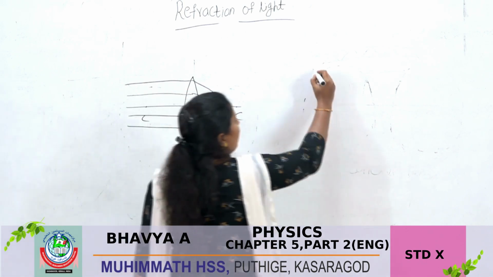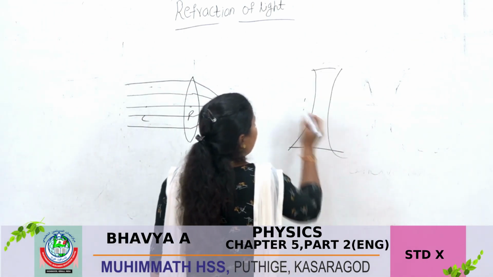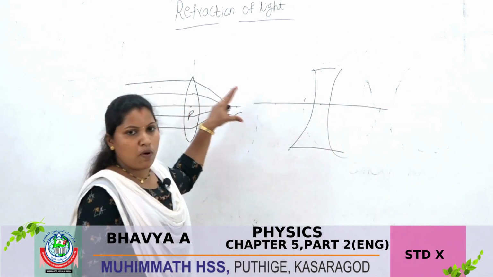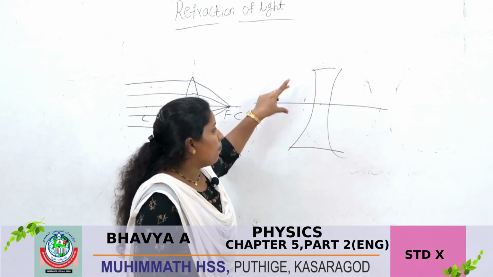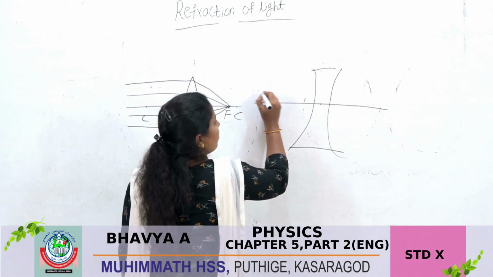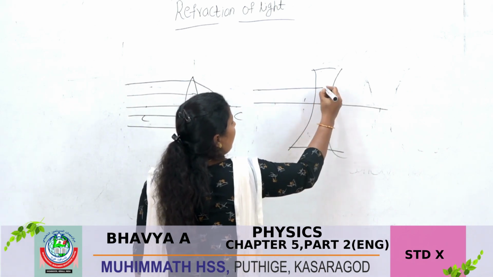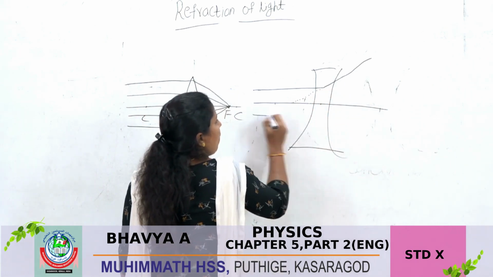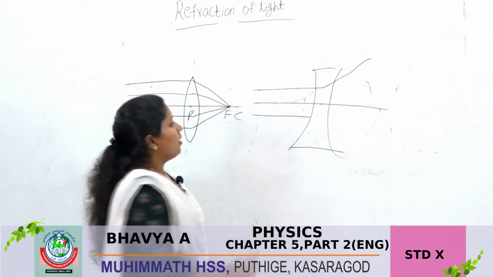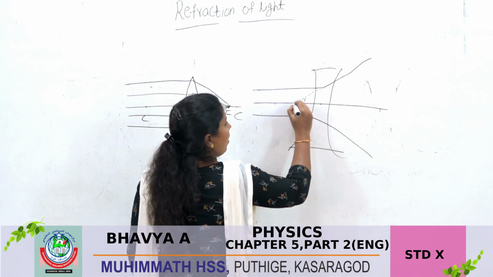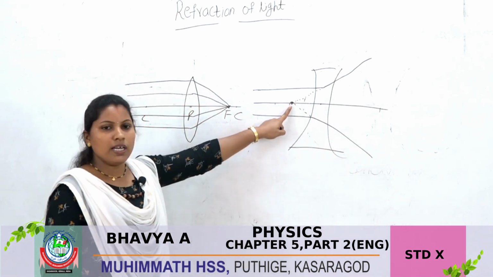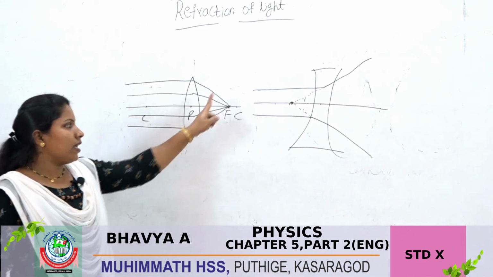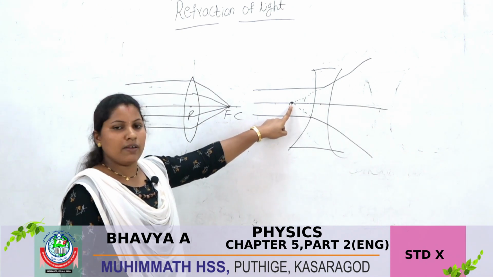Similarly, in a concave lens also, when a beam of light passes parallel to the principal axis, after refraction the rays diverge like that, and the imaginary line joins at a point on the principal axis. Here also refraction takes place, combining at a point. This point is called a focus. The focus of a convex lens is here, and the focus of a concave lens is here.